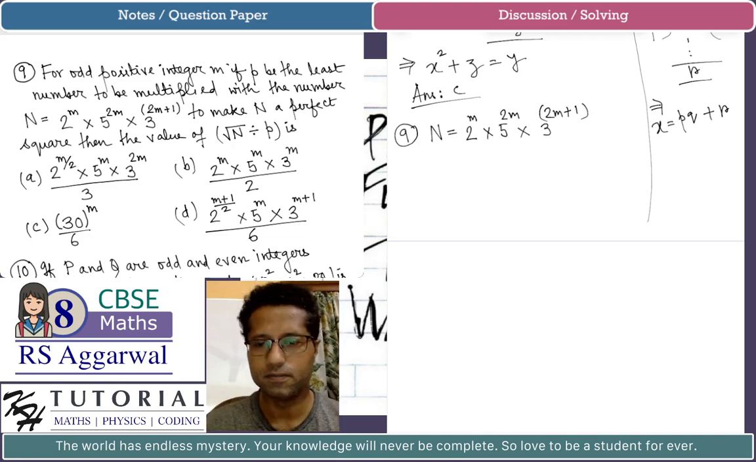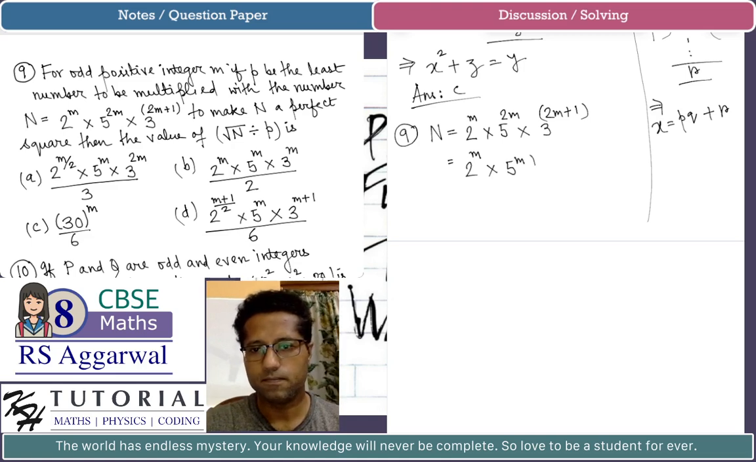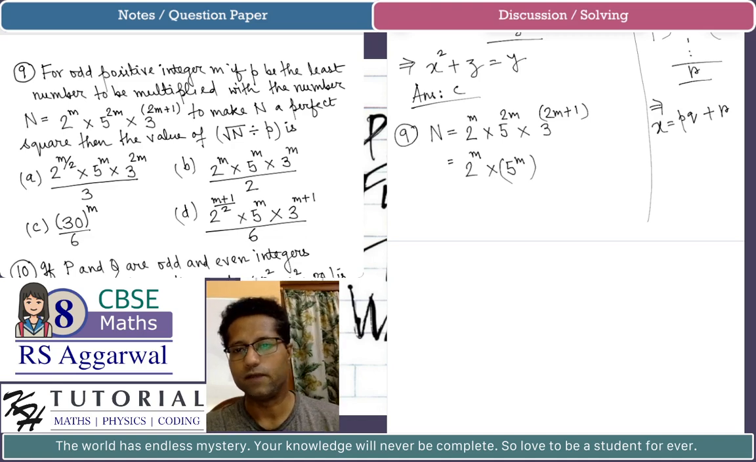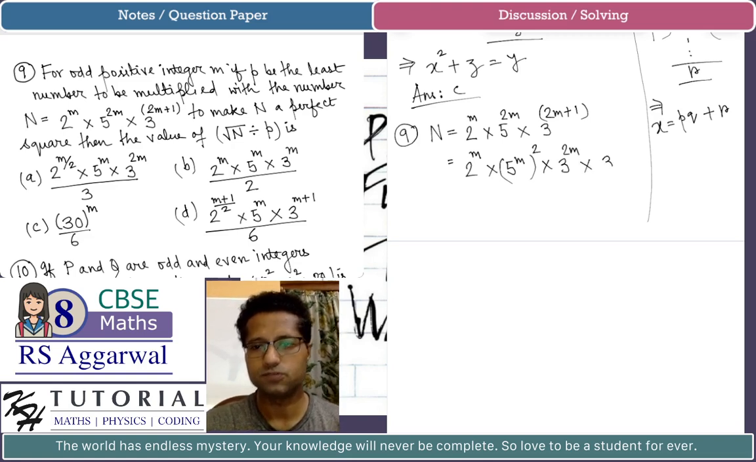So in this case, the given number is n, and the given number is already given in the form of prime factorization. This is equal to 2 to the power m multiplied by 5 to the power 2m, which I can write as 5 to the power m squared, and this is 3 to the power 2m plus 1. I can write it as 3 to the power 2m multiplied by 3.